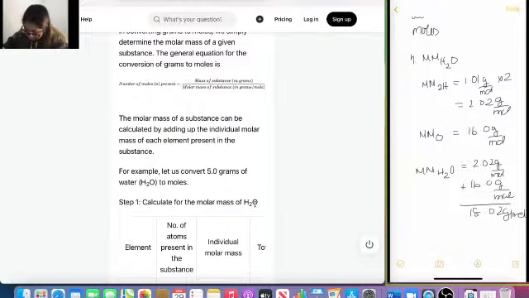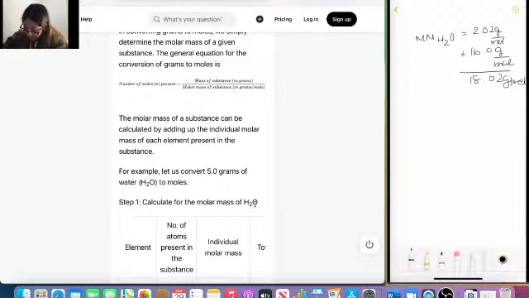And so now our second step, to find moles, we would have to convert. So when we're converting grams to moles, since mass is equal to molar mass times the number of moles, we can say moles is equal to mass over your molar mass.